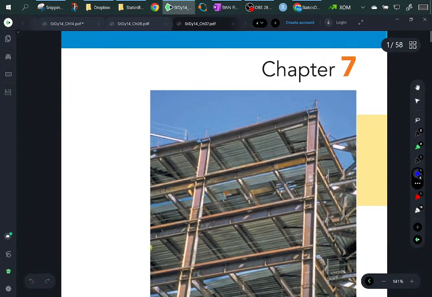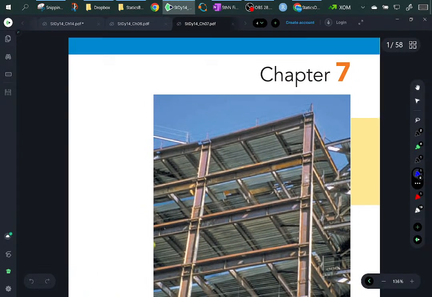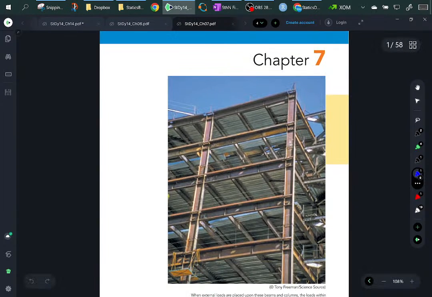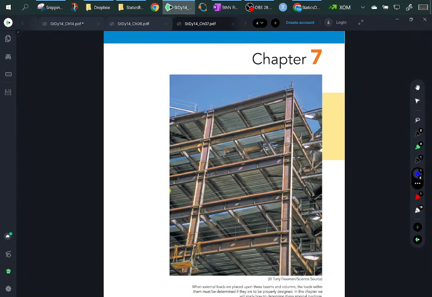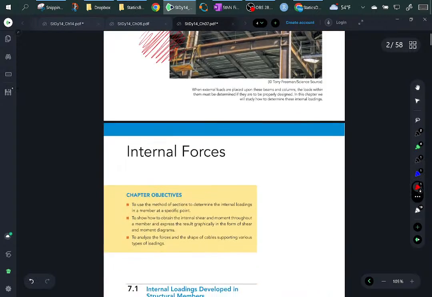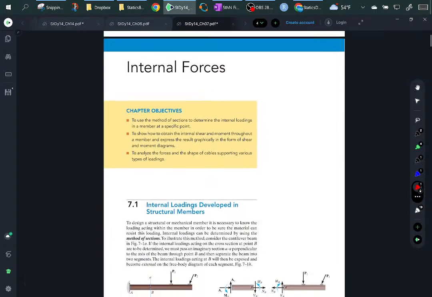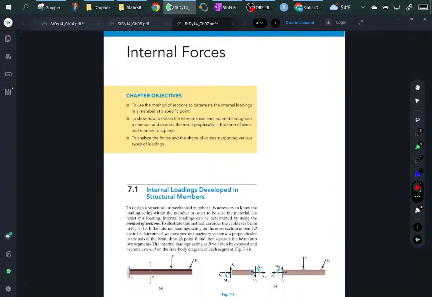What I'm doing here is I'm using this exact same book, except it's in PDF form. The reason I decided to do it this way is I can write on it here. So chapter 7 is internal loads.